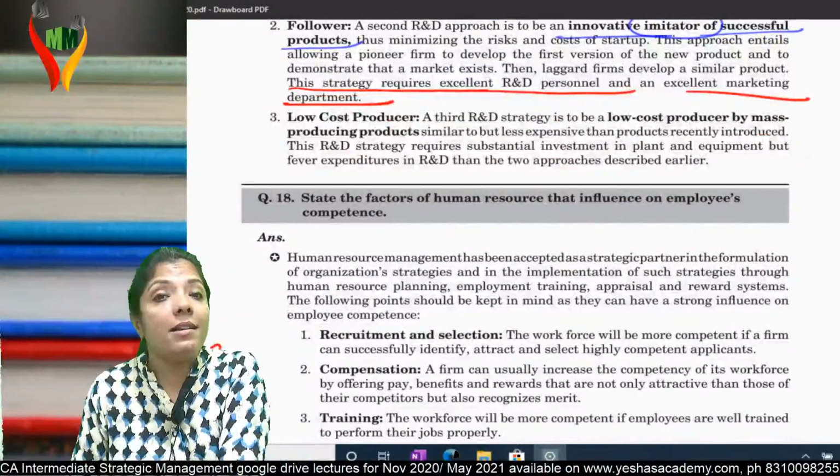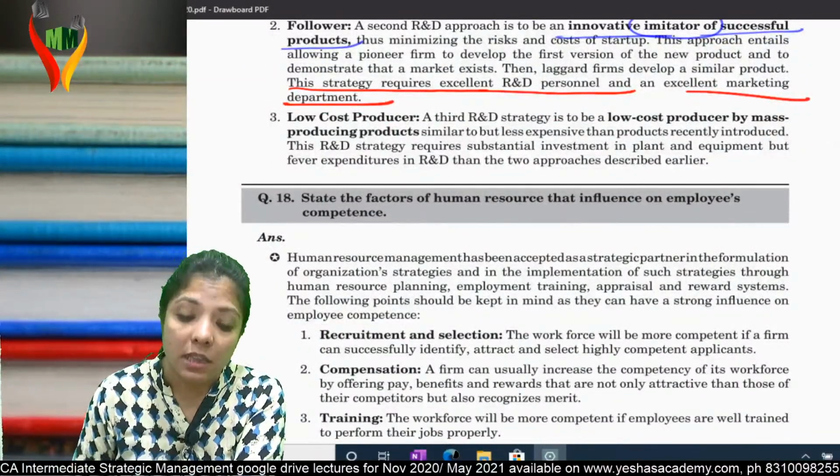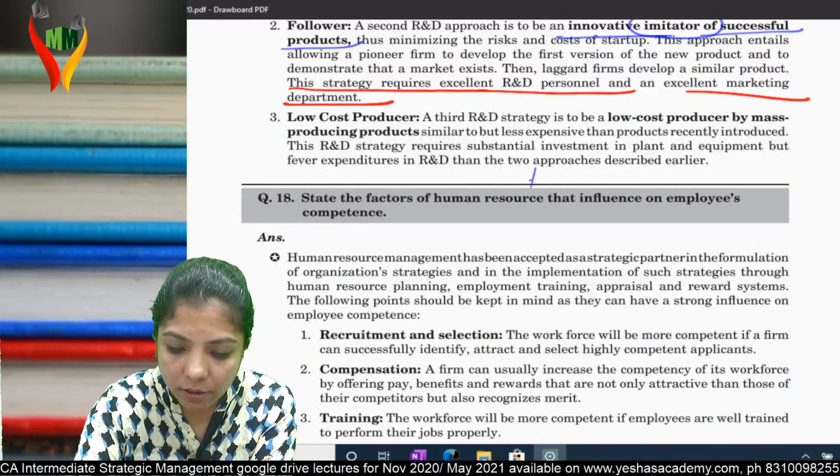Now come to the last part of this chapter. Give the heading over here: HR department.